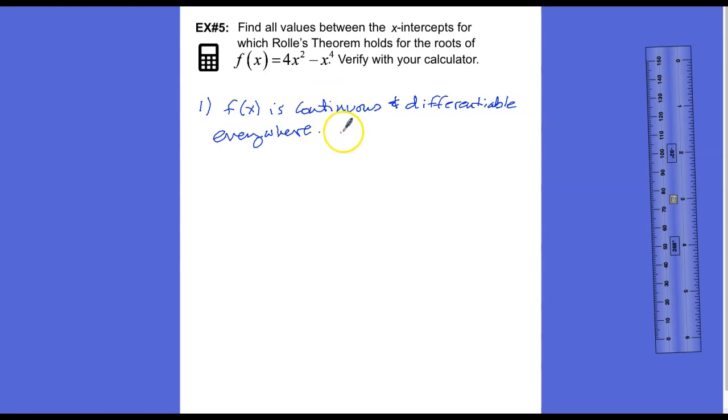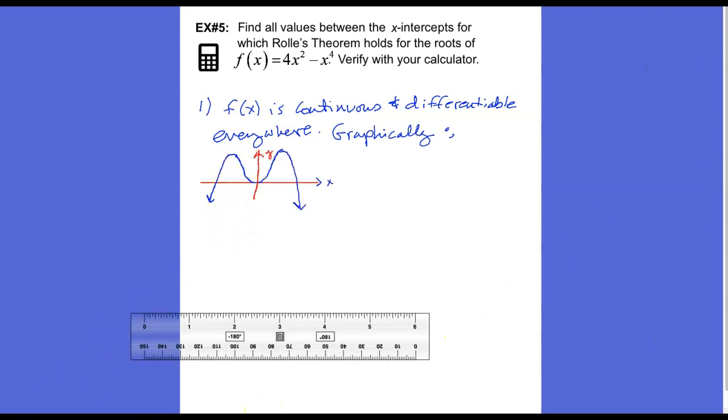Now, you can graph this function on your graphing calculator, and it's going to look something kind of like this. So we've got to find these roots, so we'll do that next. When f of x is equal to 0, we get negative x squared times x squared minus 4 equals 0, which gives us x equals 0, 2, and negative 2. And you can find that on your calculator also. So here's 2, 0, and negative 2.